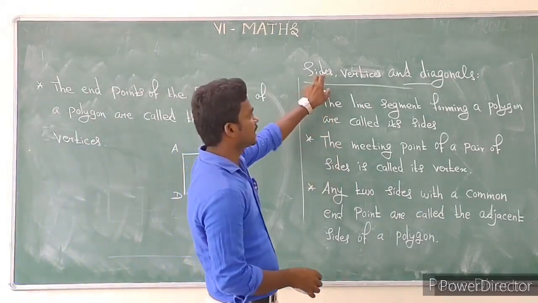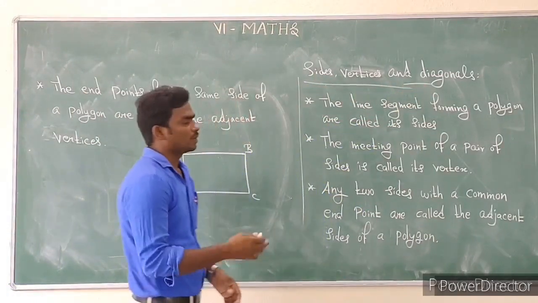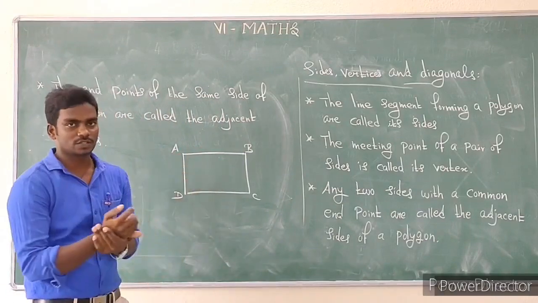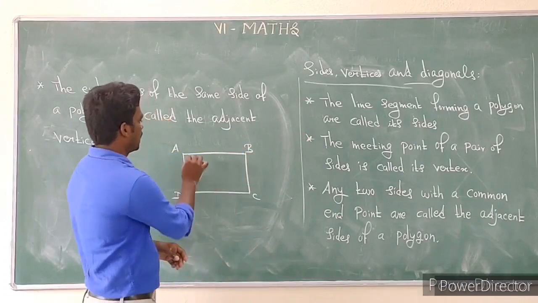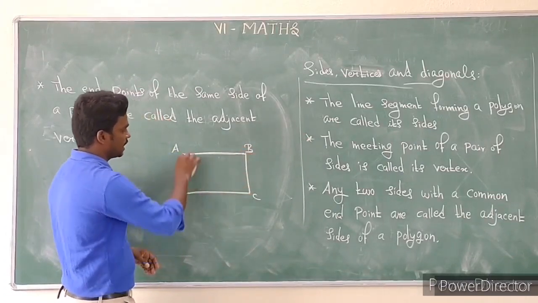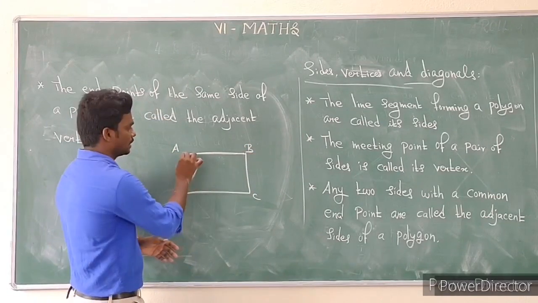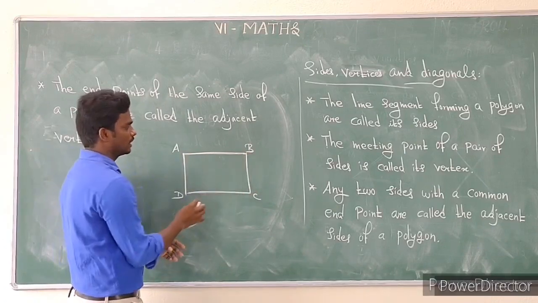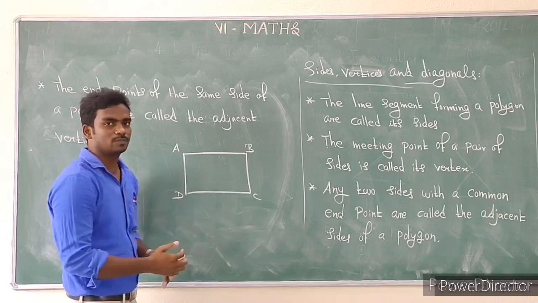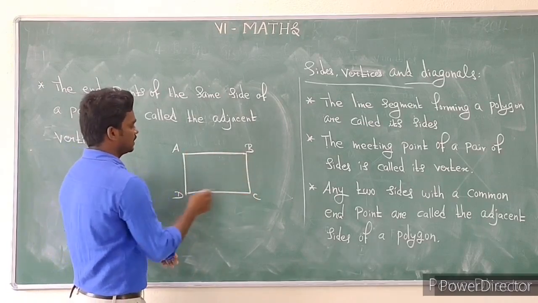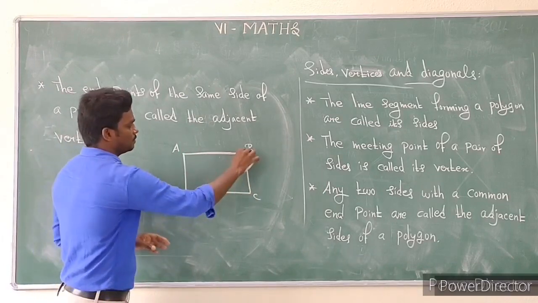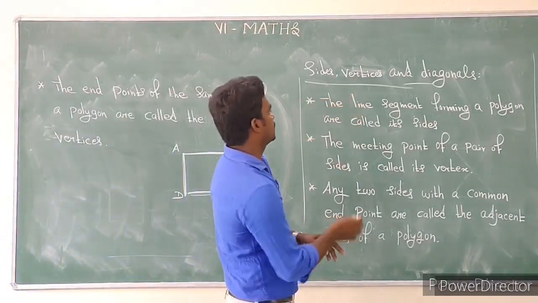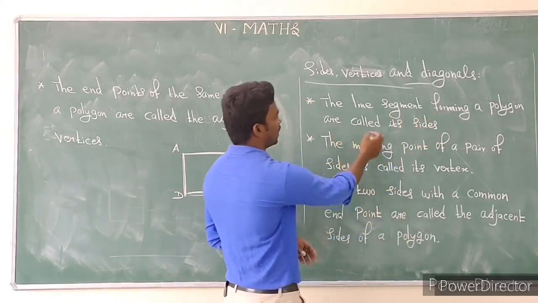Next, let us discuss the sides, vertices, and diagonals of a polygon. We know a polygon is a simple closed figure made up entirely of line segments. So a rectangle is also a polygon. AB, BC, CD, and DA are all the sides of the polygon. The points A, B, C, and D are the vertices of the polygon. The point A is called a vertex, B is another vertex. Vertices is the plural form of vertex, right? So A, B, C, and D are the points, and AB, BC, CD, and DA are the lines, the sides. Sides, vertices, and diagonals. First, the line segments forming a polygon are called its sides.